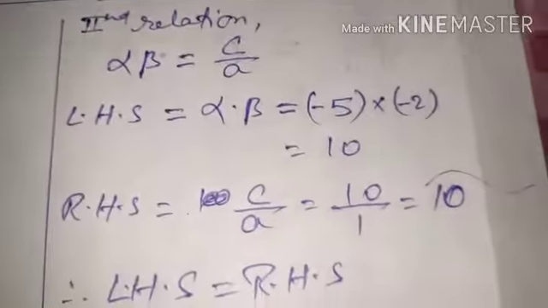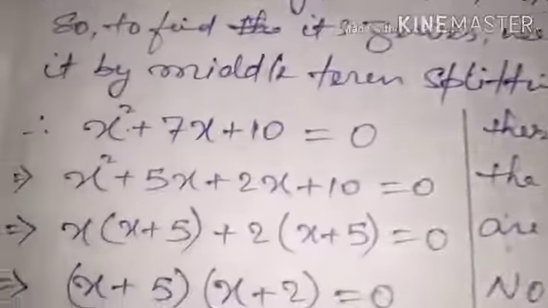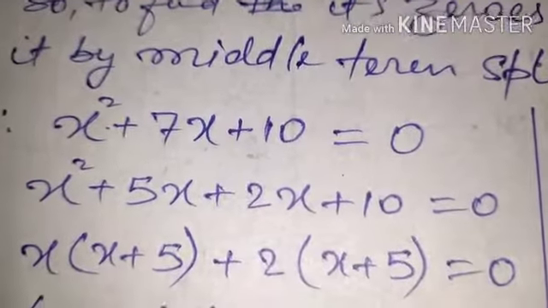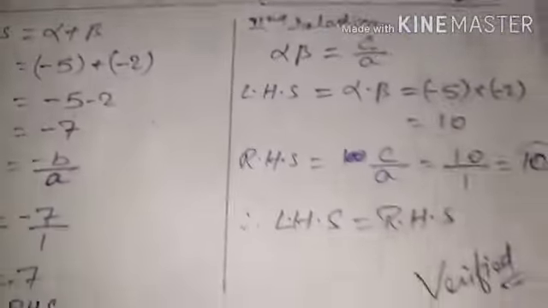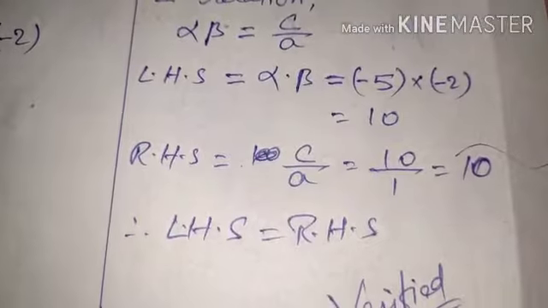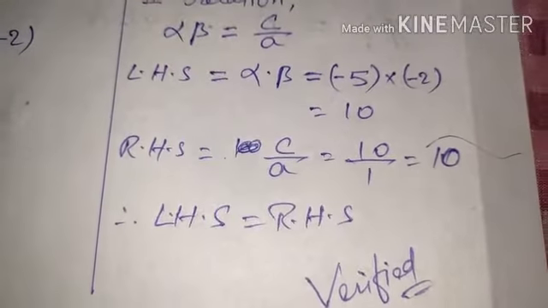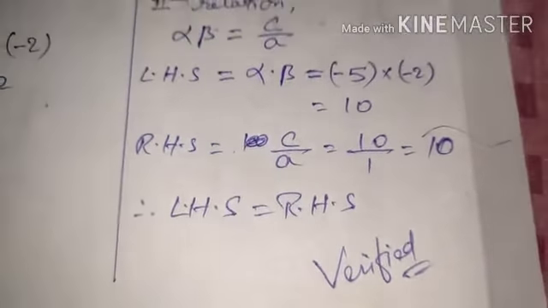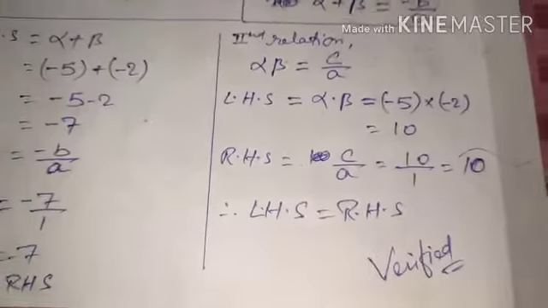How we got the 10 by 1? Because the value of c is, you can see in the expression in the polynomial, the value of c is 10. So we had just replaced it with 10 and we got the value here also 10. So LHS is equal to RHS again. So we had verified both the relations, so it means it is verified. Now let us move on to another question.